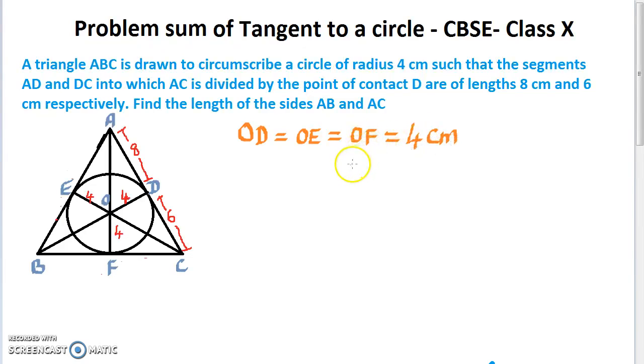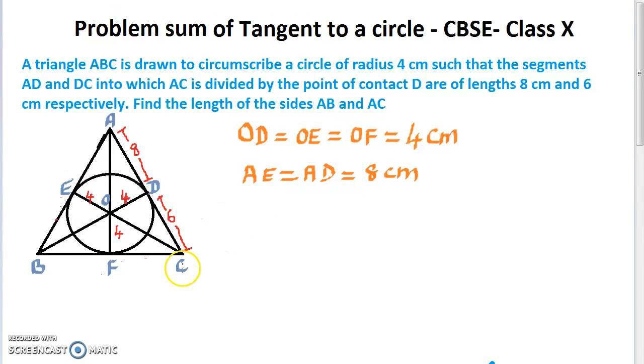Now we have a theorem which says that the lengths of the tangents from any exterior point are going to be equal. That means the two tangents which are drawn from the same exterior point are going to be of equal length. So here the two tangents from point A are AE and AD. So they are going to be of equal length. So AE is going to be the same as AD, which is 8 cm.